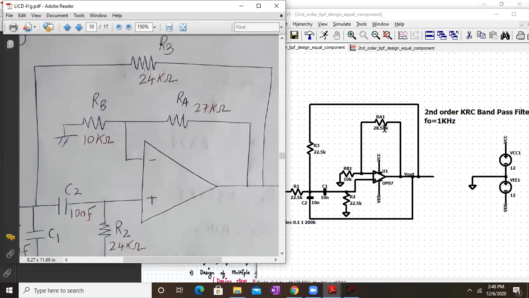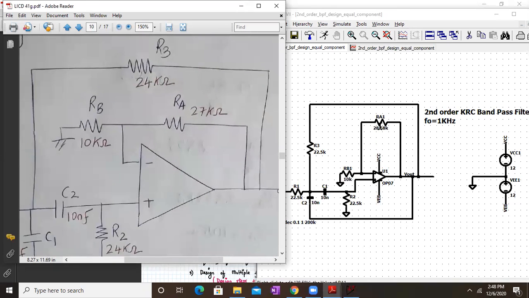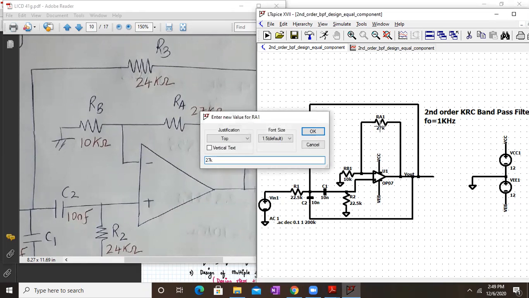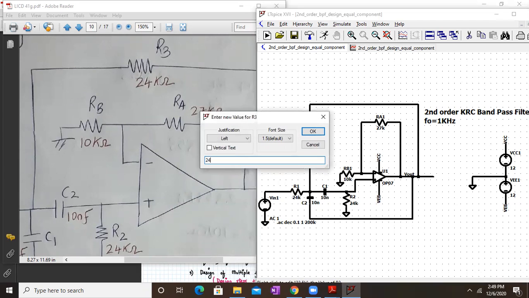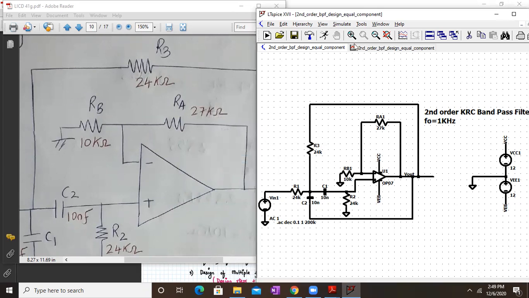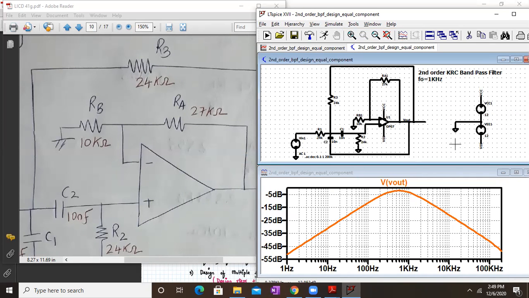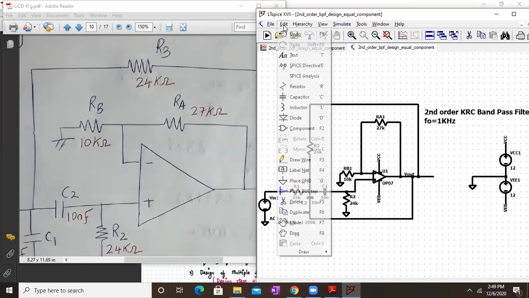So let's say I have 24k. I think it is 27k over here. Yeah, let us substitute 27k standard values and check. Here it will be 24k, here also 24k, and finally here also 24k. Okay, now let's check with the design. We have taken the standard values of resistors, and I think it won't matter that much. Let me just undo all the values.